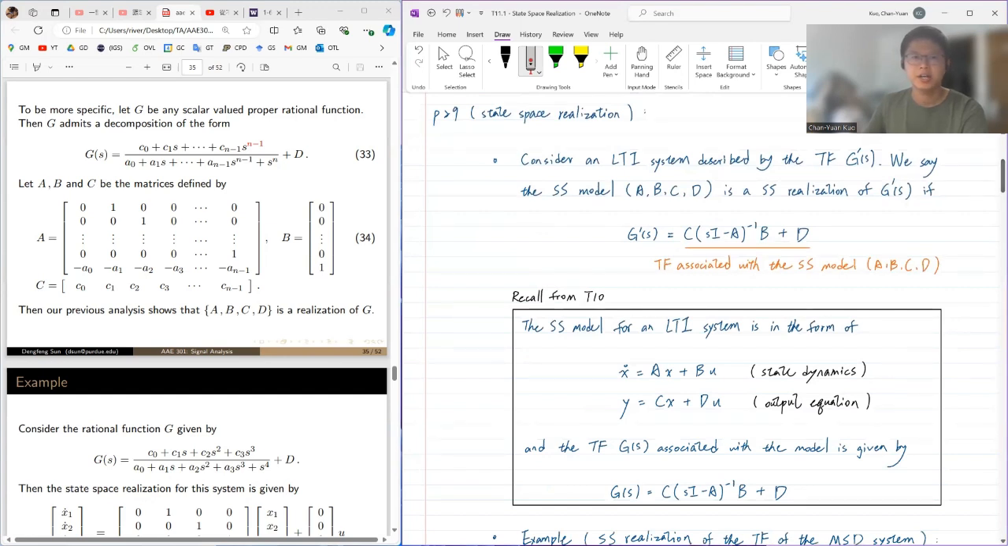First, let's consider an LTI system described by a transfer function G'(s). We say the state space model A, B, C, D is a state space realization of G'(s) if the transfer function associated with the state space model is equal to G(s). Here, the transfer function associated with the state space model A, B, C, D is given by C times the inverse of sI minus A times B plus D. And the derivation of this result is discussed in lecture 10.